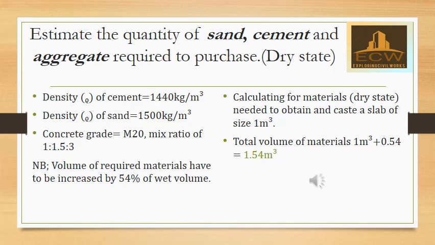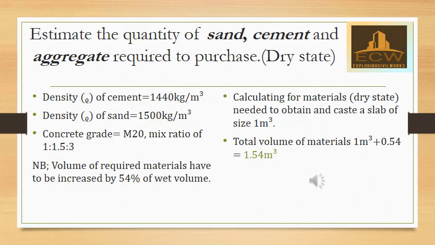Okay, so in this second step we are going to calculate for materials in its dry state. Initially, what we did from the first step was in its wet state. We found the volume where water has been added. Now we want to find it where water has not been added, the quantity that we have to buy from the market. It's in a dry state, the number of bags of cement we have to buy. So let's say we want to know the quantity we have to purchase from the market in order to cast a slab of 1 cubic meter. When we do this, from there we can go back to deduce for the 10.8 cubic meter we found in the first step.